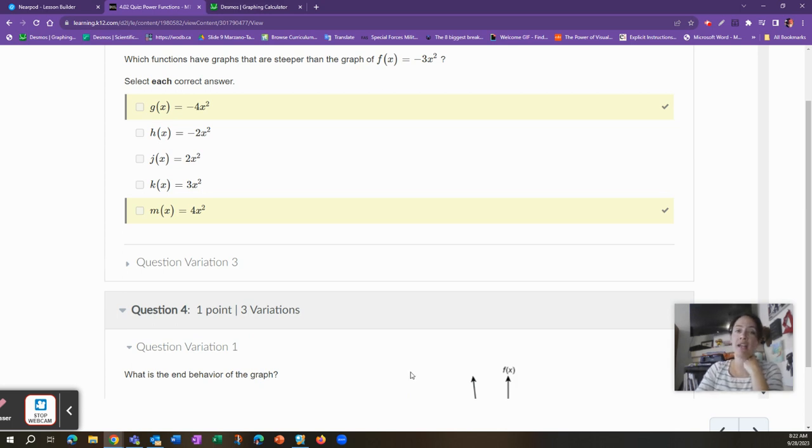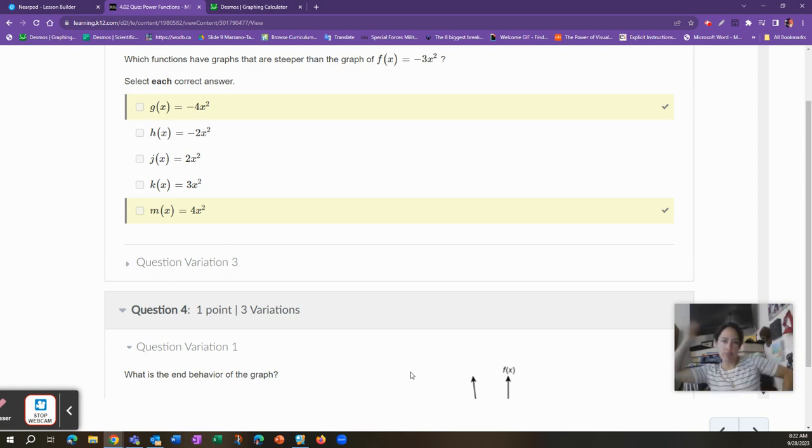Okay, so if it's got an odd exponent, they'll be going opposite directions. If it's got an even exponent, even degree, same directions, the end behavior, the way the graph looks, they'll both be going the same direction. If it's even and it's a positive coefficient, whoop, it's smiling, it's happy. If it's even and it's a negative coefficient, boop, it's sad.